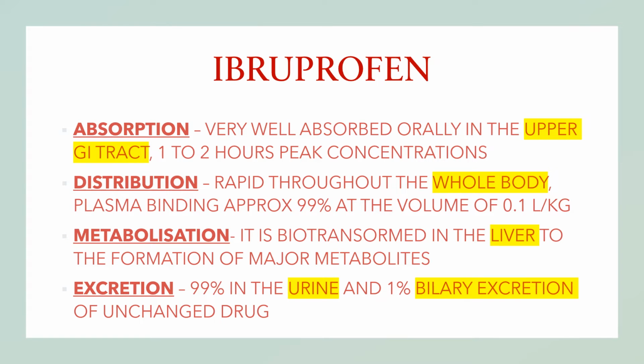The next one is ibuprofen. The absorption: it's absorbed very well orally in the upper GI tract. 1 to 2 hours, you'll see peak concentrations there. The distribution is rapid throughout the whole body, and plasma binding is approximately 99%, at a volume of 0.1 litres per kilogram. Metabolization: it is biotransformed in the liver to the formation of major metabolites. And the excretion is 99% in the urine and 1% biliary excretion of the unchanged drug.